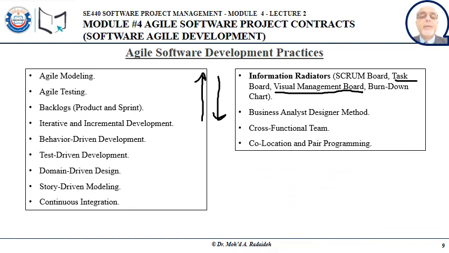Co-location and pair programming. We talked about this earlier. You need your team to be working in the same room or the same building, so they will have easy access to each other if an issue breaks out. It will be very fast and quick for them to meet and resolve that issue.